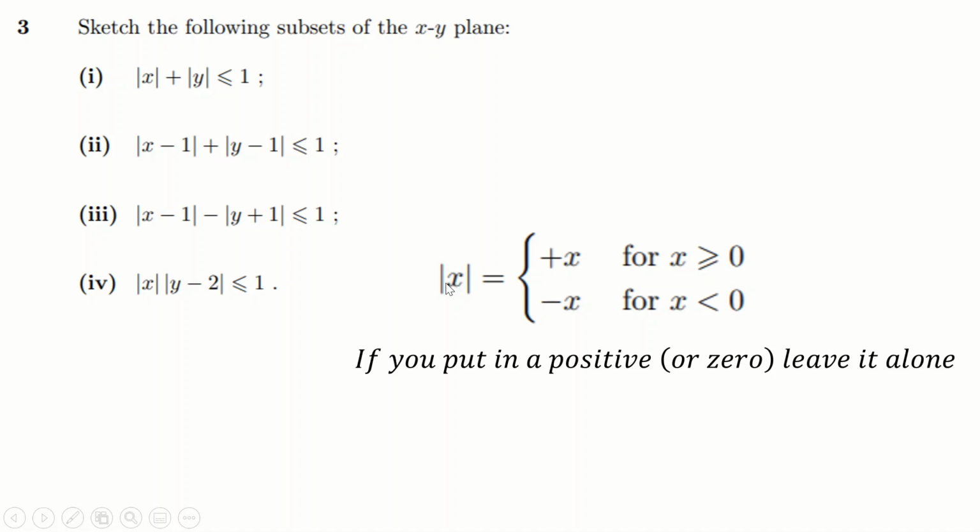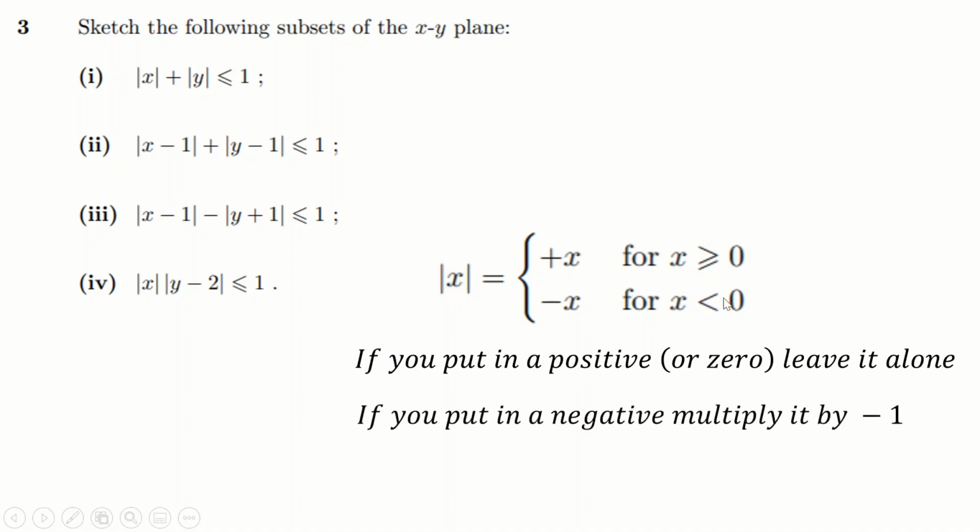So in words, if you put in a positive or zero number, you leave the thing alone. If you put in a 5, you leave it alone. If you put in a 7, you leave it alone. If you put in a negative number, you multiply it by -1. So if you put in a -3, you multiply it by -1 to get +3. Or -5, times it by -1 to get +5. So those are going to be our rules, and I'm going to be saying that kind of thing a lot.